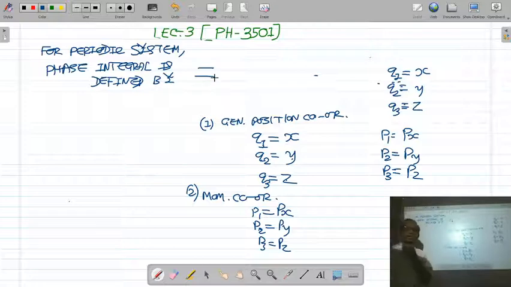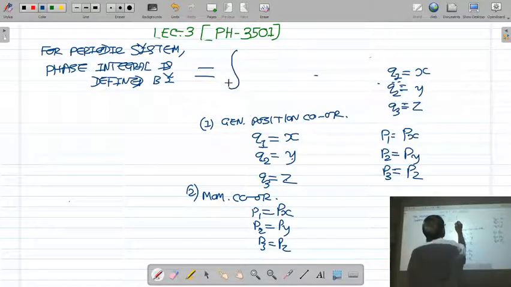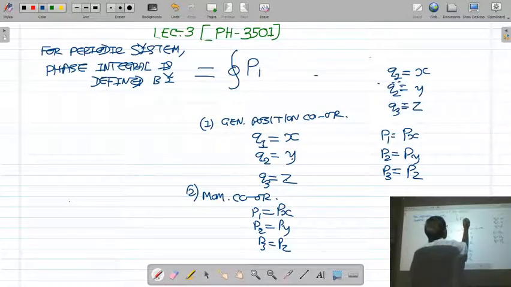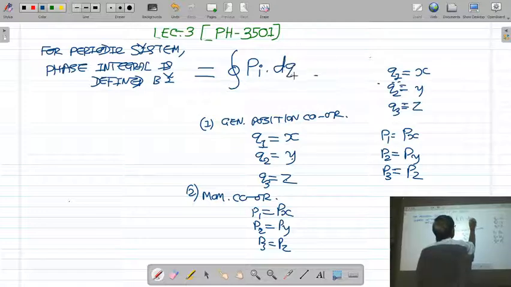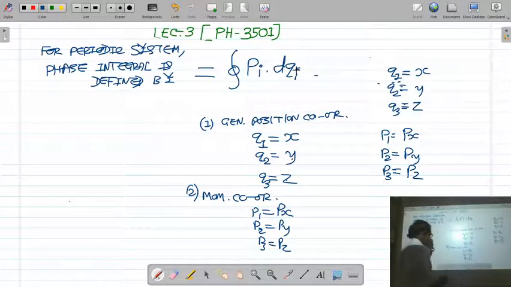Then for a periodic system like the simple harmonic oscillator or the motion of an electron in a hydrogen atom, the phase integral is defined by the integration of pi dqi.